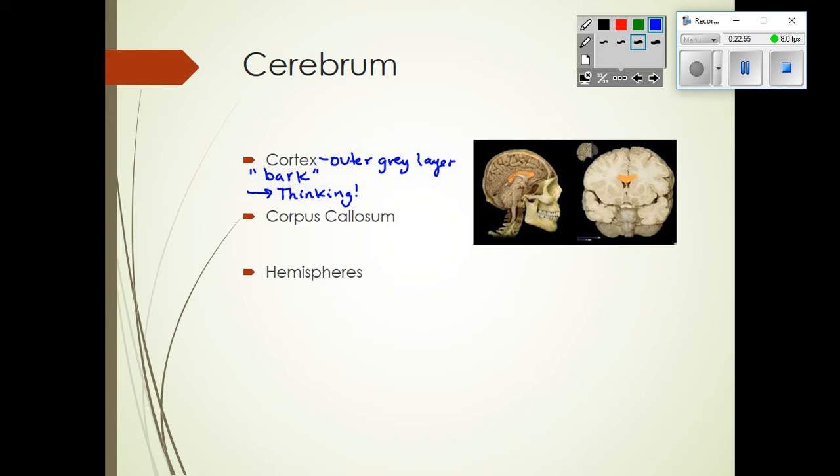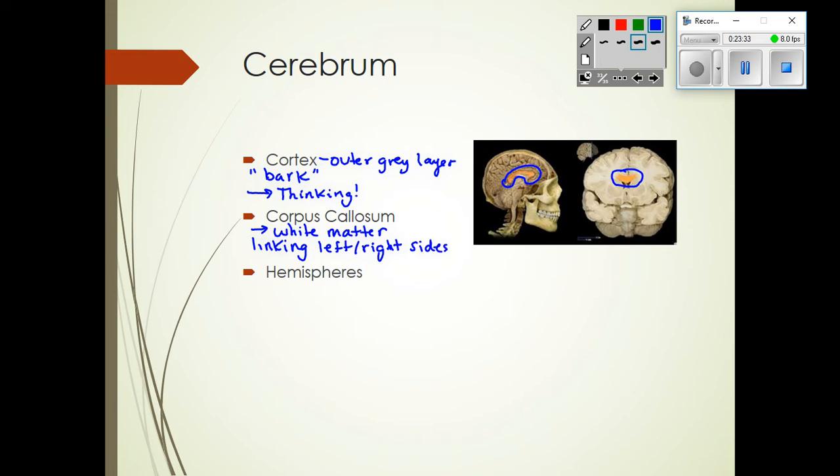Now you have a structure called the corpus callosum. On the picture, and I'll just highlight it here, it's right here and right here. So if we're looking at your brain from the side, it's kind of the shape of a banana, sort of. And if you're looking at it from the front, it kind of looks like a little heart. But what this is, is white matter linking the left and right sides.